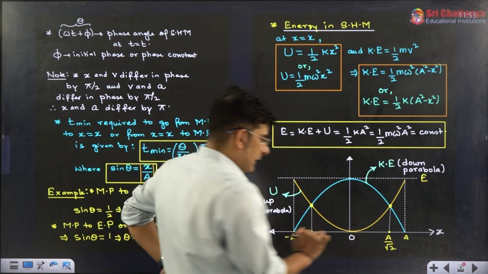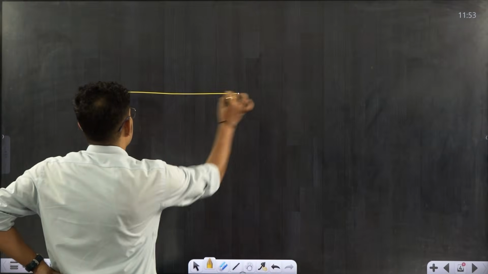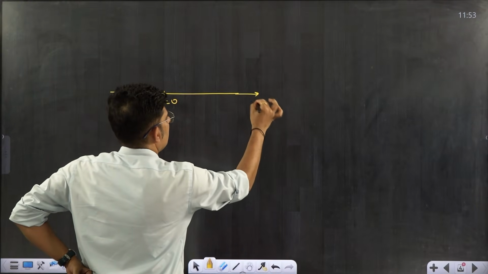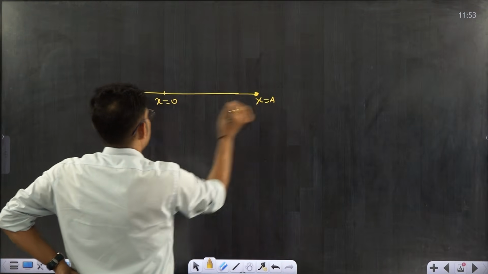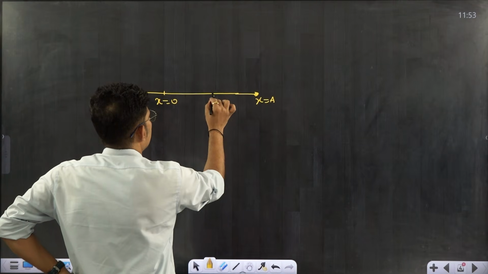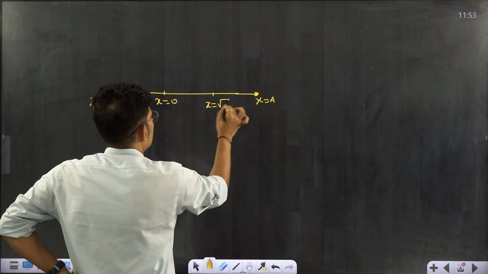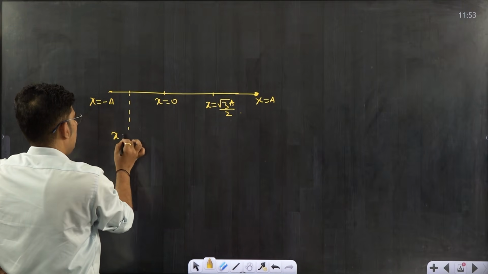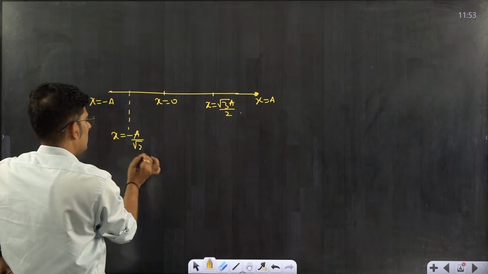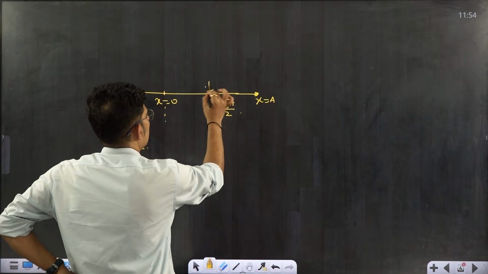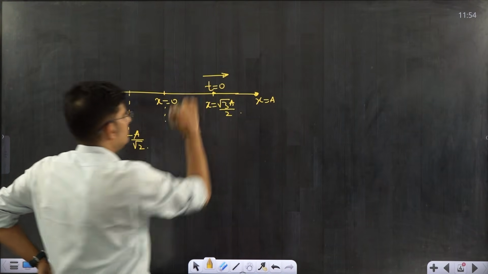Now I'll do one thing. I'll take one question so that any confusion, if there, will be removed. Suppose they give you a question like this. Now you see the significance of this. Suppose this is x equals a, this is x equals minus a, and they have given a position over here, x equals root 3a by 2, and here we have a position x equals minus a by root 2. Now suppose they say the particle is here at t equals 0 and it is going this side.